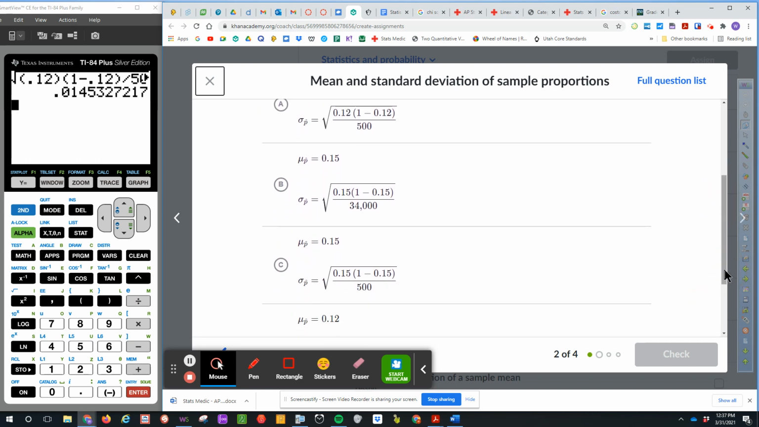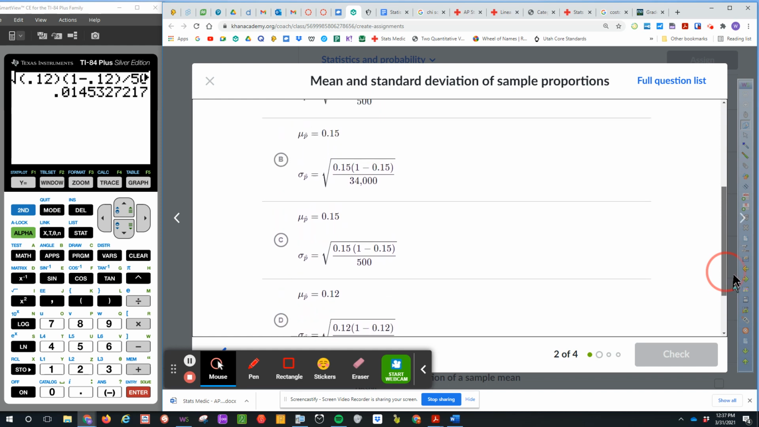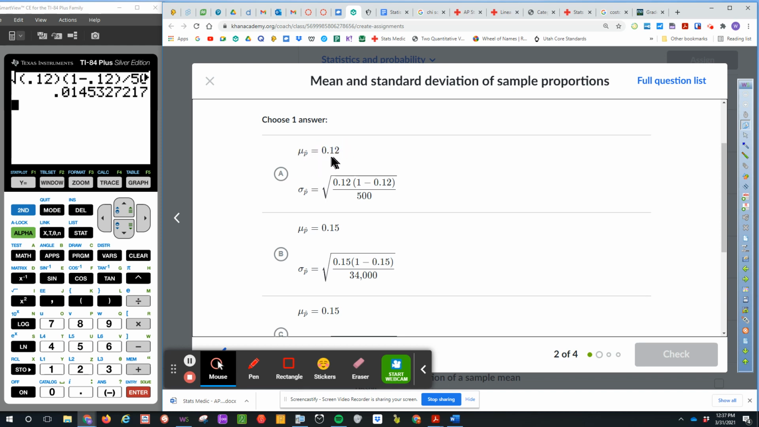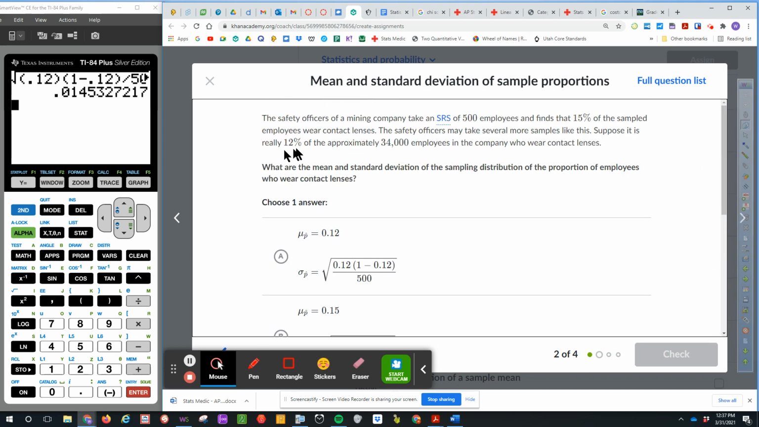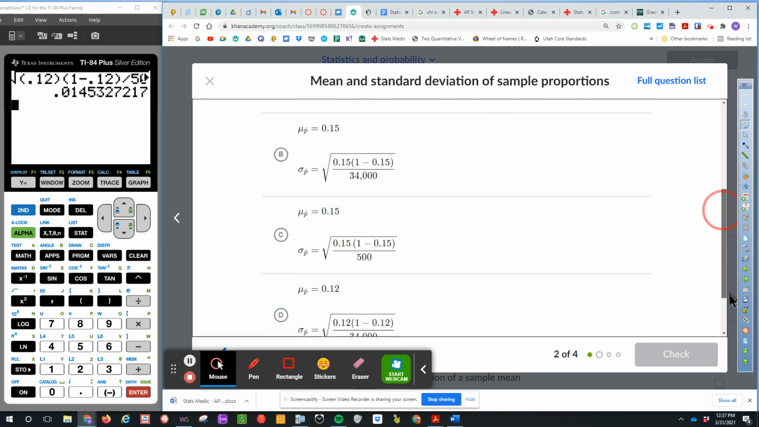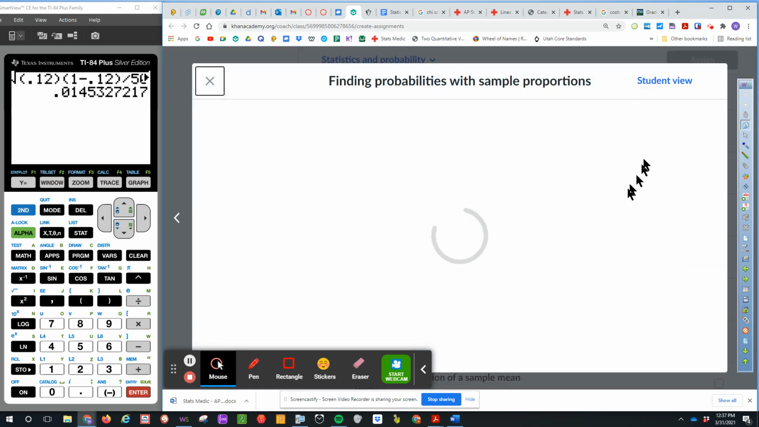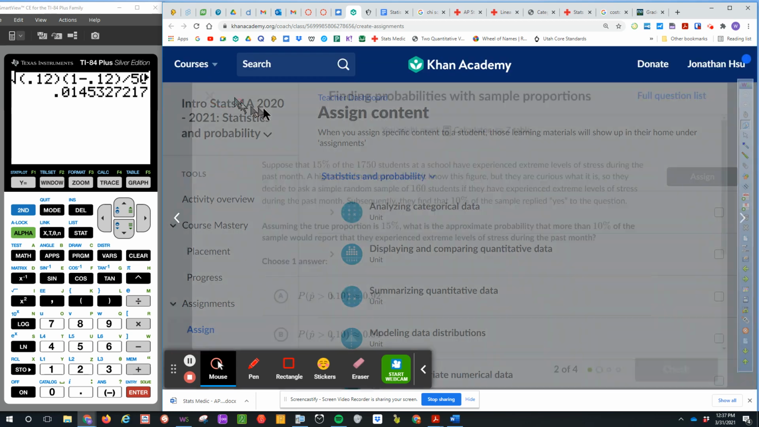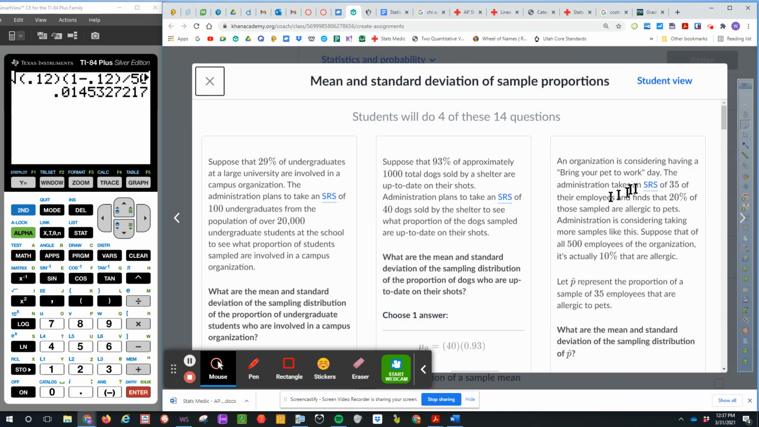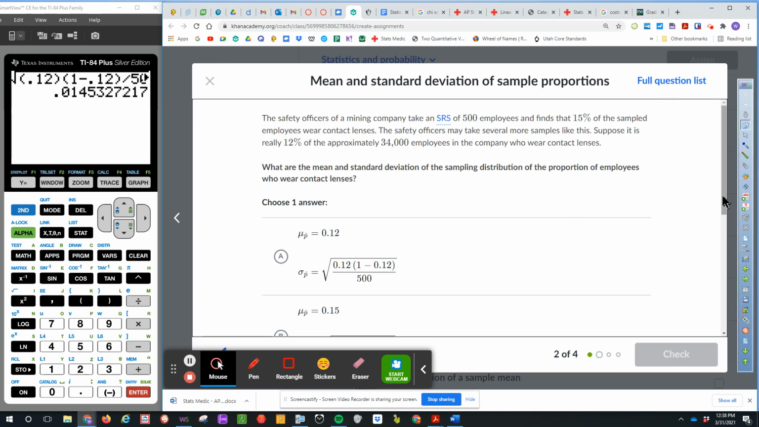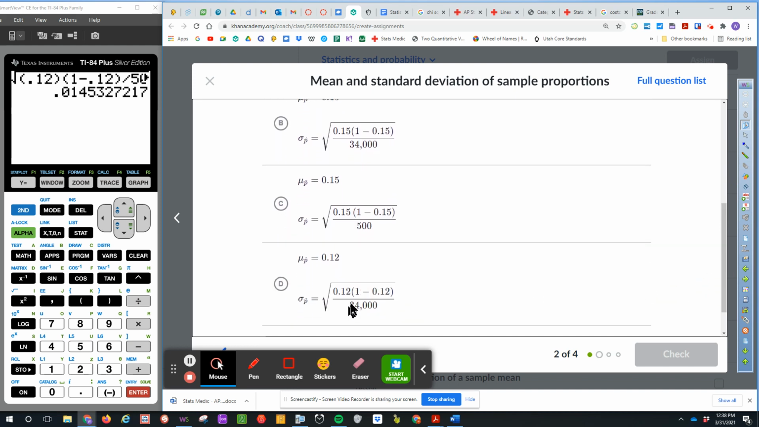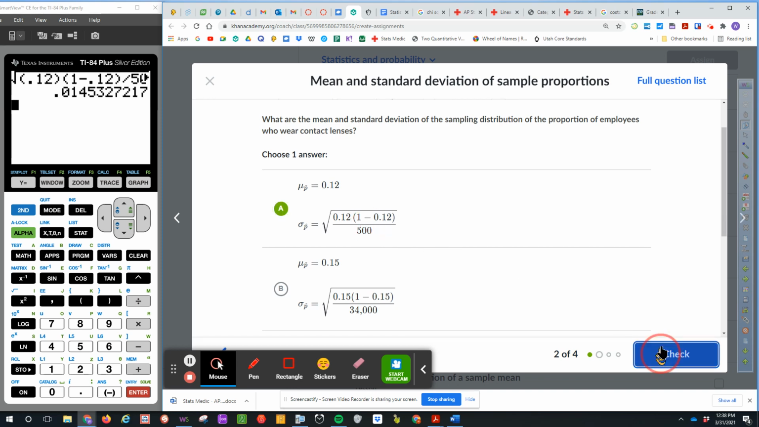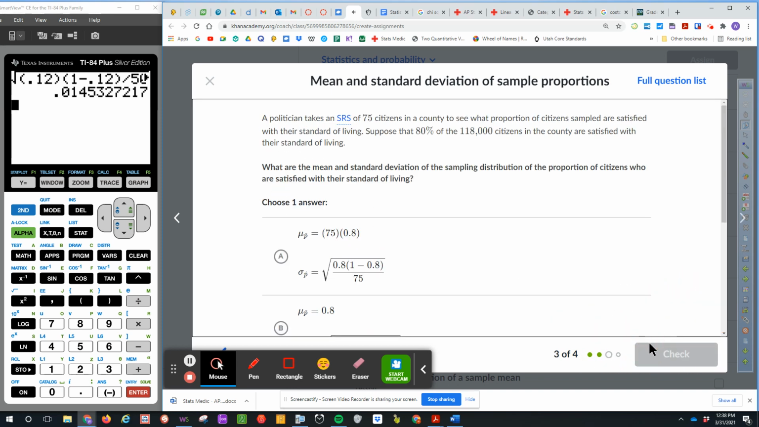Of all the options you see here, A, B, C, D, E, A has a mean of the sample proportion of 0.12, and that is consistent with what we have been given here. We were told that the population proportion is 0.12. So as you can see, B is wrong, C is wrong, only A and D are possible. But A and D use n to be 34,000, but our actual n is 500. Right, let's move on.